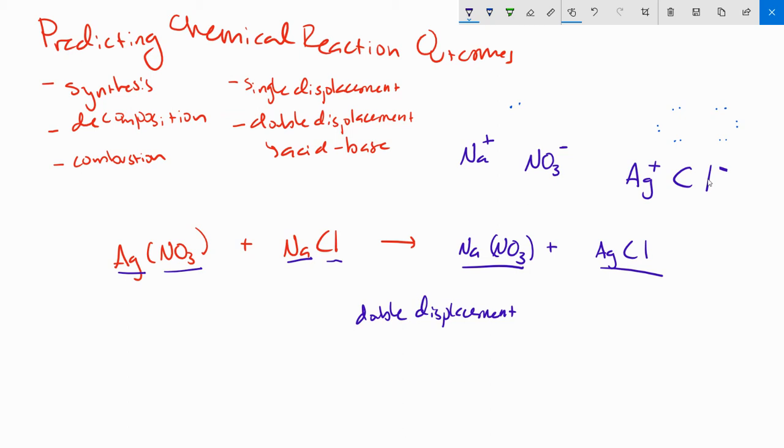But we do need to balance, so let's double check. I've got 1 silver on the product side, 1 silver on the reactant side, 1 nitrate on this side, 1 nitrate on this side, 1 sodium on this side, 1 sodium on this side, 1 chlorine on this side, 1 chlorine on this side. So we lucked out. This one does not have to be balanced. So our final answer would be silver nitrate plus sodium chloride makes sodium nitrate and silver chloride.